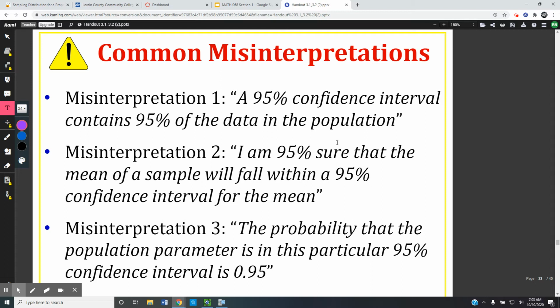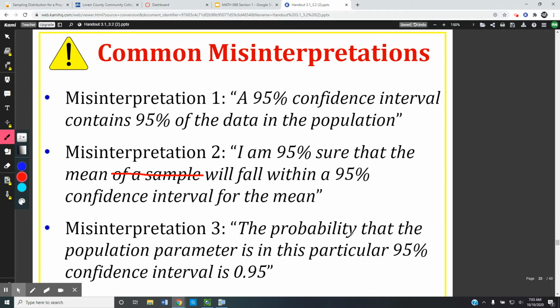Misinterpretation number 2. I'm 95% sure that the mean of the sample, we're not talking about a sample. This makes this one wrong right here. We are not talking about a sample. Will fall within 95% of the confidence interval for the mean. That's not what we're discussing. We'll say the words all over again: we will capture the true population parameter 95% of the time within the CI.